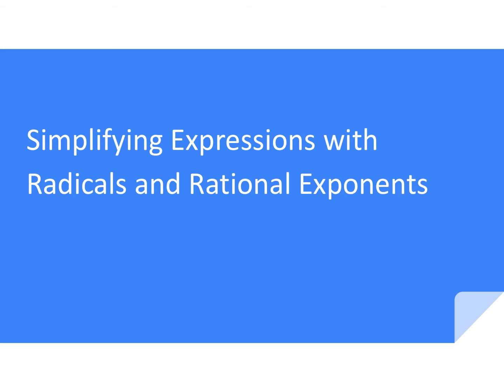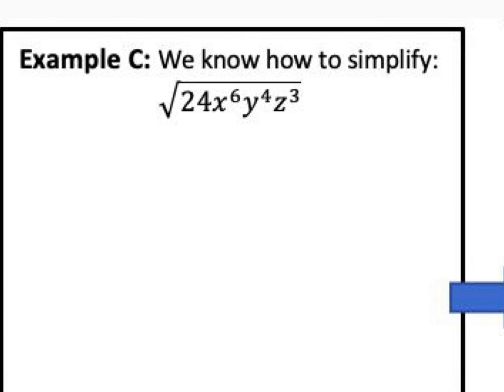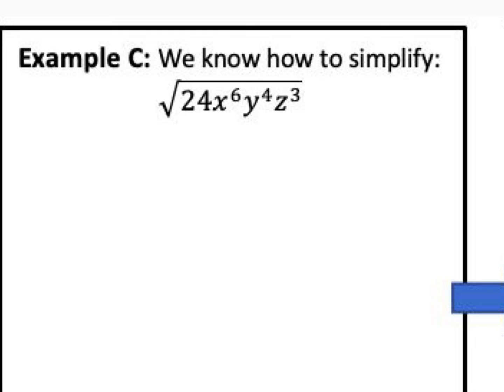We're going to continue simplifying rational expressions. We're going to mix in variables now. So let's again begin by applying something we already know how to do to a new scenario. Zooming in on this square root one here, the square root of 24, and then I've got some variables.